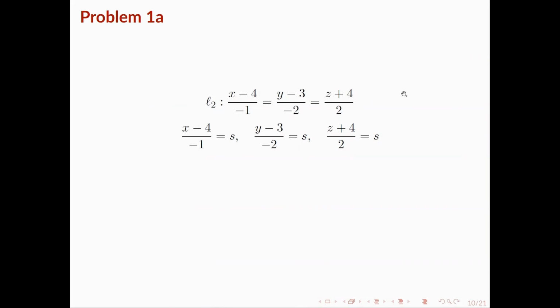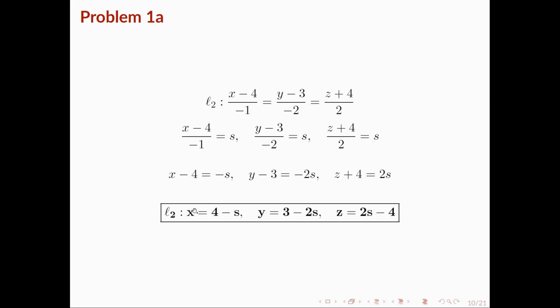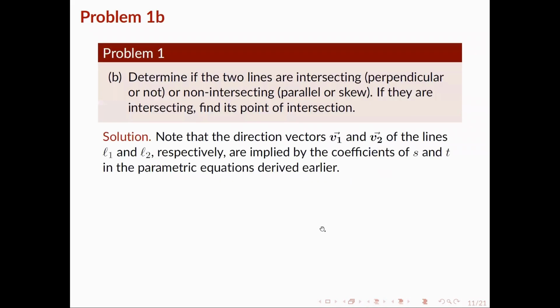But for this one, we're going to set these to s because we have already used t. So to avoid ambiguity, we're going to set these to s and we're going to end up with x minus 4 over negative 1 equals s, y minus 3 over negative 2 equals s, and z plus 4 over 2 equals s. And then upon doing the appropriate operations, we're going to end up with these parametric equations for L sub 2. X equals 4 minus s, y equals 3 minus 2s, and z equals 2s minus 4.